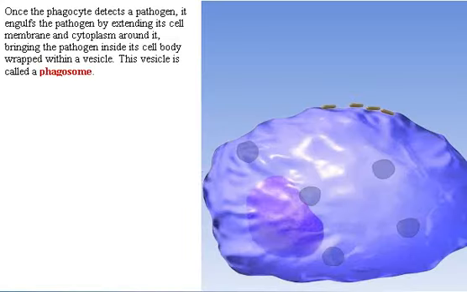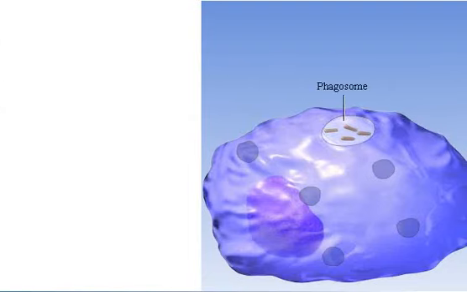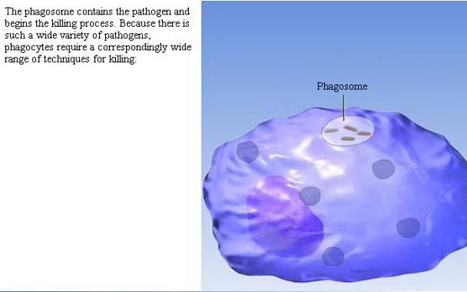Once the phagocyte detects a pathogen, it engulfs the pathogen by extending its cell membrane and cytoplasm around it, bringing the pathogen inside its cell body wrapped within a vesicle. This vesicle is called a phagosome. Click the phagocyte to engulf the bacteria. The phagosome contains the pathogen and begins the killing process.